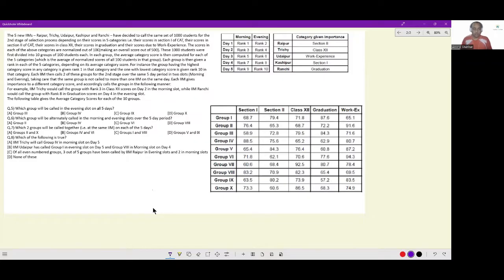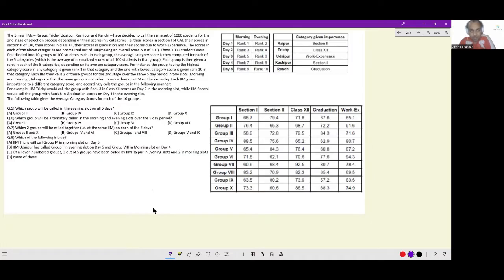Let's look at this set. The 5 new IIMs, Raipur, Trichy, Udaipur, Kashipur, and Ranchi, have decided to call the same set of 1,000 students for the second stage of selection process, depending on their scores in 5 categories: their scores in section 1 of CAT, section 2 of CAT, class 12th, graduation, and work experience. So 5 parameters: section 1, section 2, class 12, graduation, work ex.